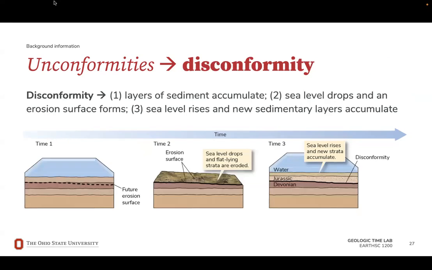A disconformity is a boundary between 2 sedimentary layers that represents a period of erosion or merely a pause in deposition. Layers above and below a disconformity are relatively parallel to one another. A disconformity is formed when 1. Layers of sediment accumulate, 2. Sea level drops and an erosional surface forms, and 3. Sea level rises again and new sedimentary layers accumulate.